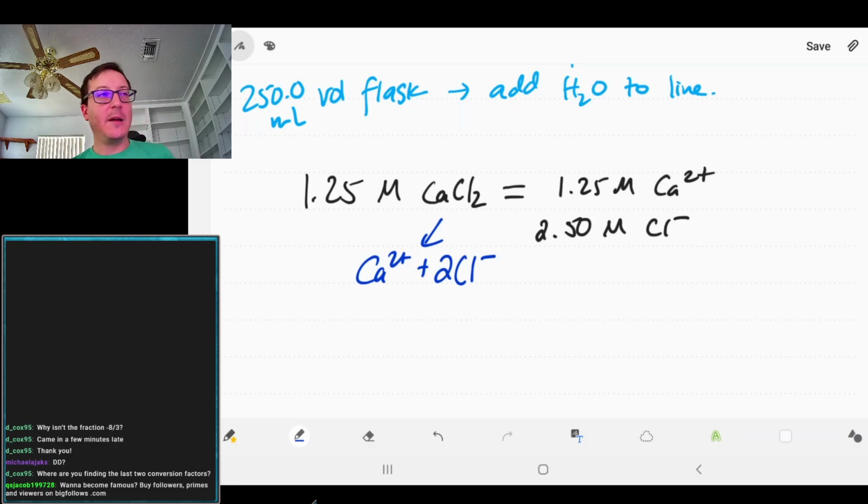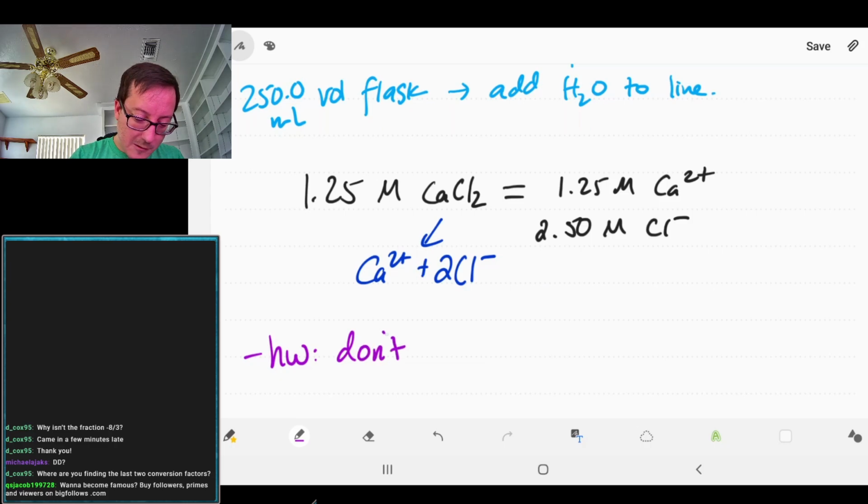So at this point now, you are able to do, you can do all of the double displacement, the redox, and the molarity homework. Don't forget sig figs. Just for the homework, don't forget sig figs.